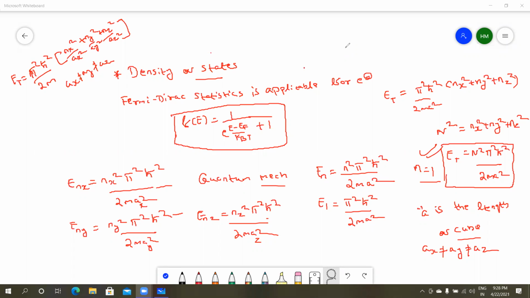Okay, yes. So now we can write the total energy. The total energy is basically N square, and you got pi square h cot square divided by 2m a square. This is my total energy. And this capital N square is basically nx square, ny square, and nz square. This is my capital N.